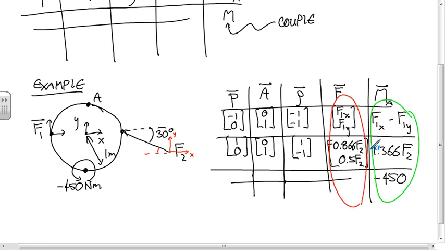Oh yeah, that should have been negative. I missed this negative here. So this should be negative, so it should be negative 0.366. Is that right? Okay, so you're going to use these in Newton's second law and these in the rotational equation.